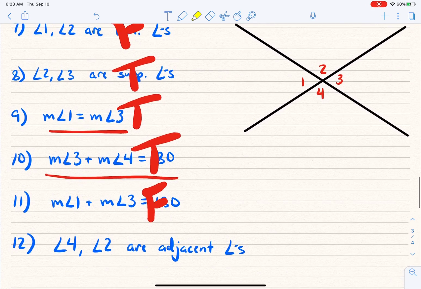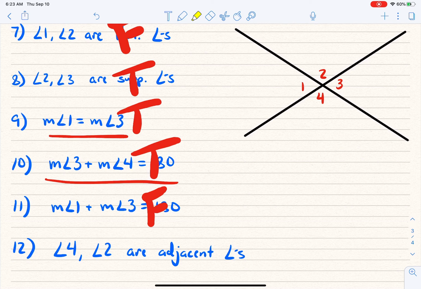And lastly, angles 4 and angle 2 are adjacent. What is that one? That one is false. Adjacent angles are two angles that have a common side and a common vertex. They kind of back up to each other. Whether they create a straight line or not, it doesn't matter. Adjacent just means alongside of or next to. And clearly, angles 2 and 4 are not alongside of or next to each other.